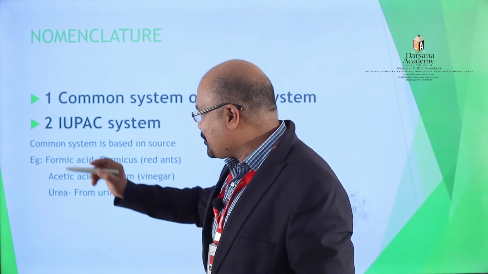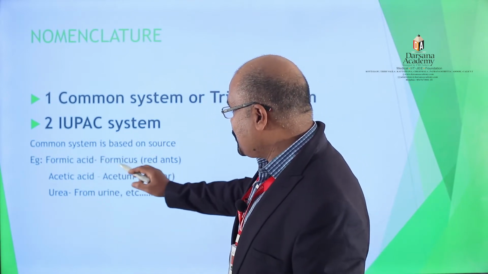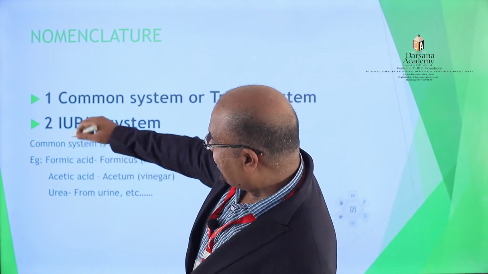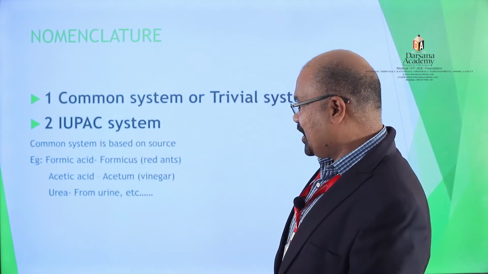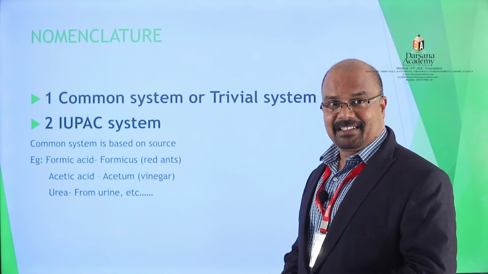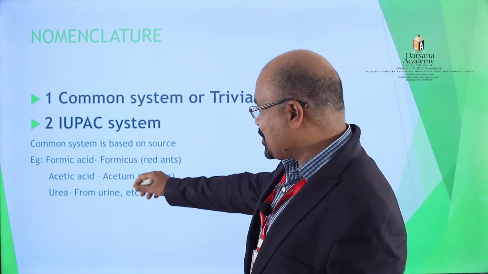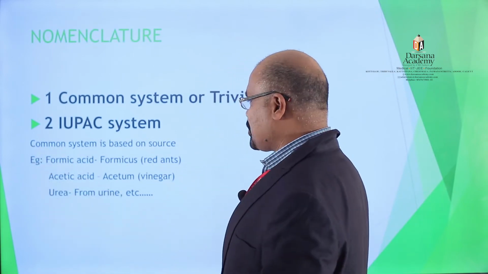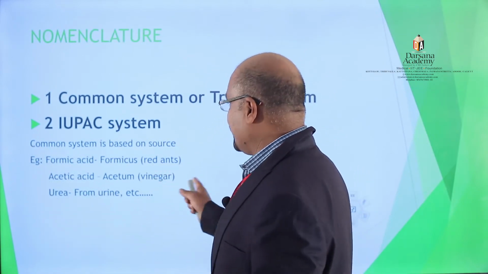For example, formic acid. The name formic acid is from formicus. Formicus means the red ant, the acid present in red ant. The same way acetic acid. Acetum is vinegar. The Latin name of vinegar, that is acetum, gives acetic acid. The same way urea. Urea means it's present in urine.